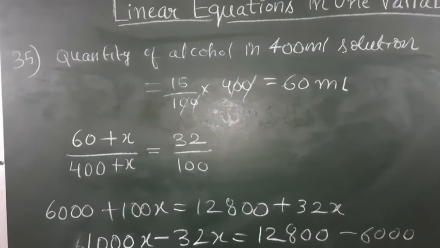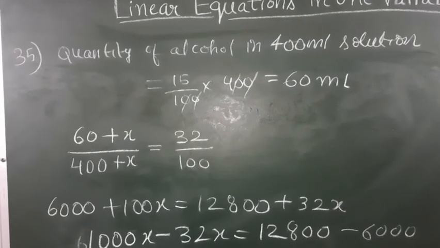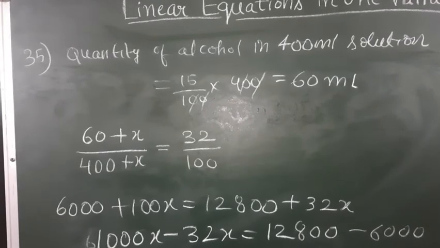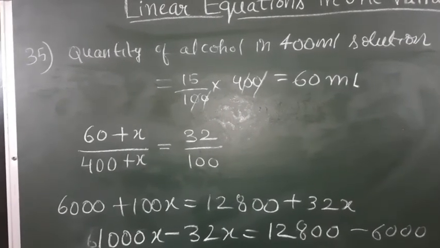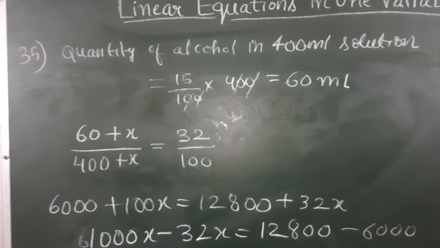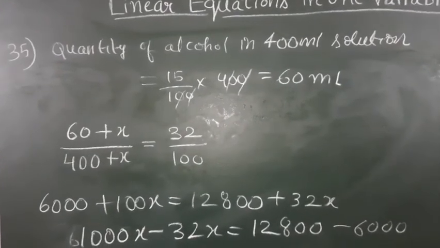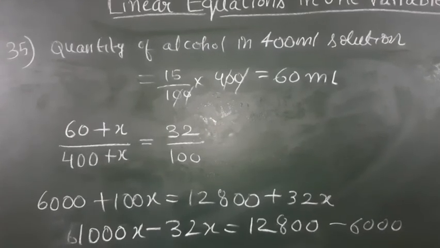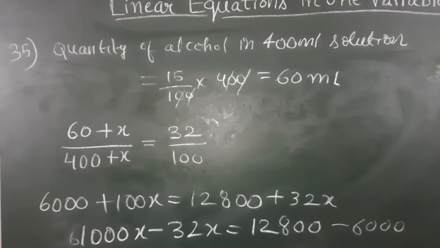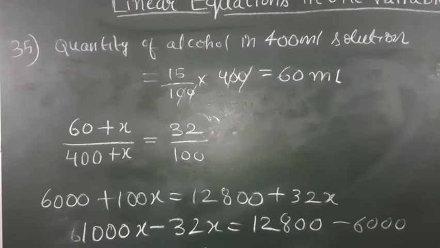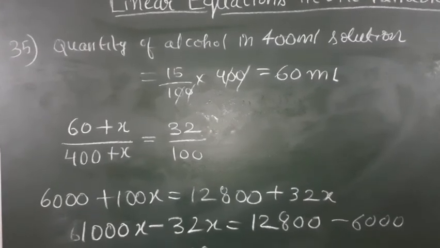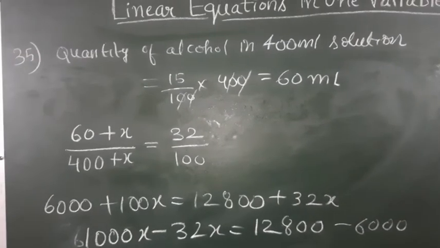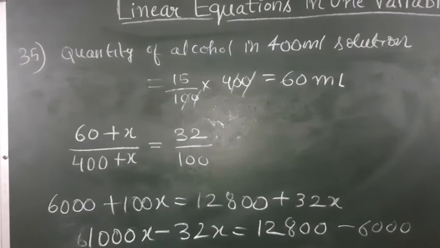So what is to be added in 400 ml solution? What is the quantity of alcohol that needs to be added? How much will we add to it so that it becomes 32%? 32% means it will be 32 upon 100. So 60 is the quantity of alcohol and 400 is the quantity of the solution. So to 60 upon 400 we will add x, because let x be the quantity of the alcohol which needs to be added to make the solution 32%.